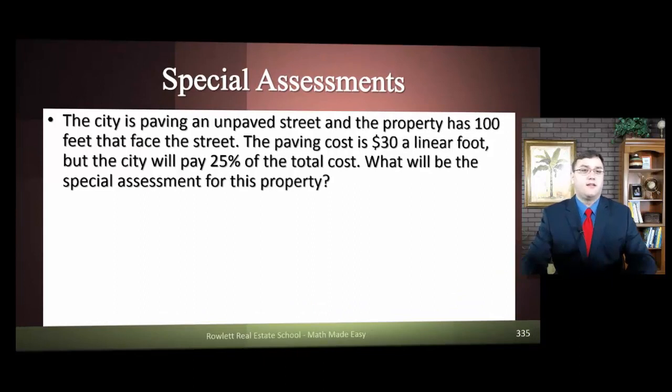Now, let's say the city is going to pave an unpaved street, and your property has 100 feet that face that street. The paving cost will be $30 a linear foot, and the city, out of the kindness of their heart, will pay for 25% of the cost. What will be the special assessment for this property?